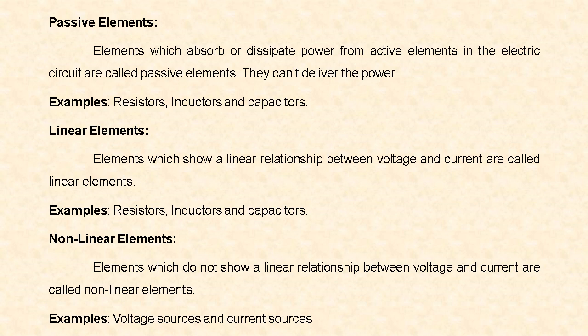Next, linear elements. These are the elements which show a linear relationship between voltage and current. That is, they have the same slope from top to bottom. Example: resistors, inductors and capacitors. Next, non-linear elements. These are the elements which do not show a linear relationship between voltage and current. They do not have the same slope from top to bottom. Example: voltage sources and current sources.